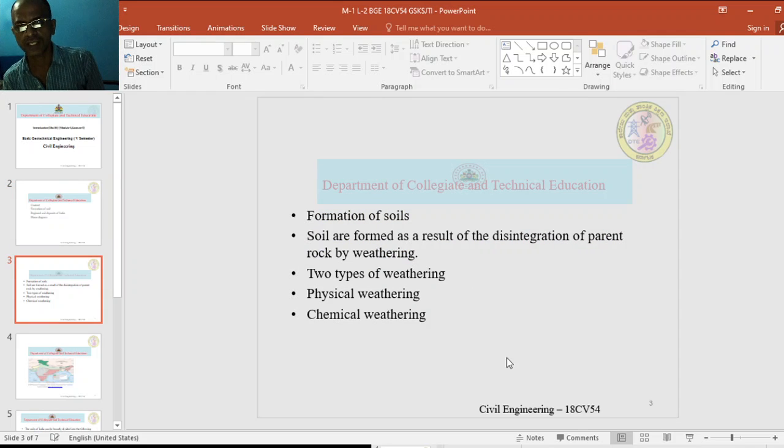Soil is formed, as I said in the last class, by disintegration of parent rock by weathering. So here soil is obtained by weathering. That is very clear.